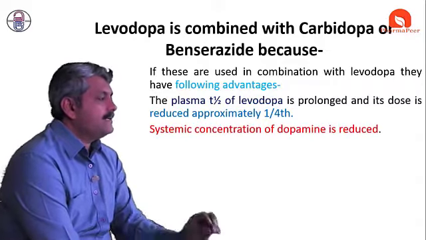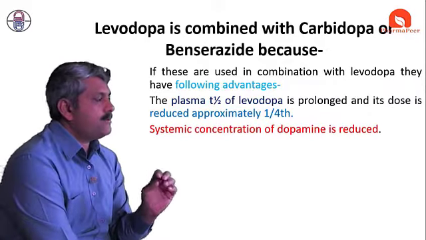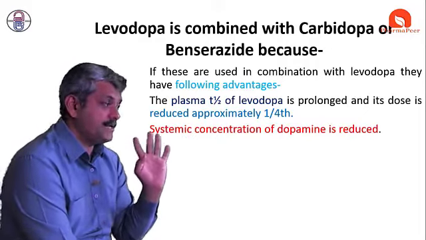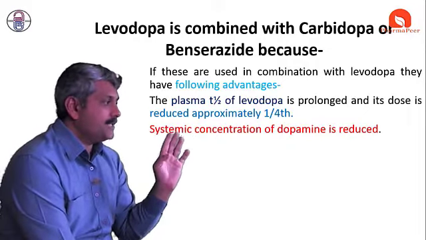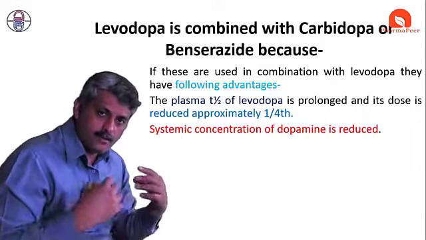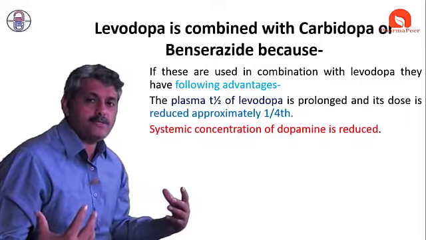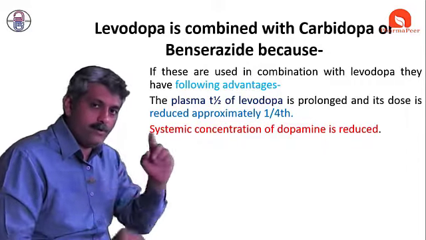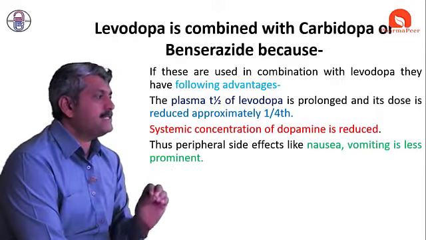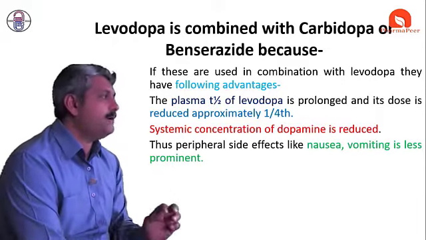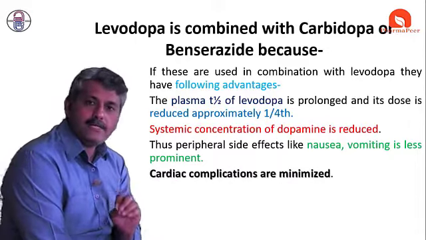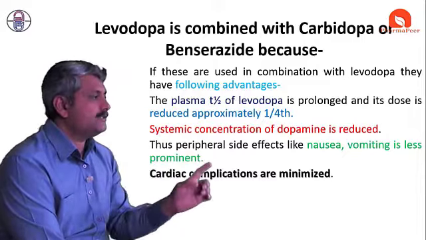The second thing is that the systemic concentration of dopamine is reduced. This is one of the very important things. Why? Because if the systemic concentration is there, it definitely produces effects on other body parts and systems that we don't want. We want it only in the brain. So due to that, the peripheral side effects like nausea, vomiting, as well as cardiovascular complications are reduced. This is the most important.